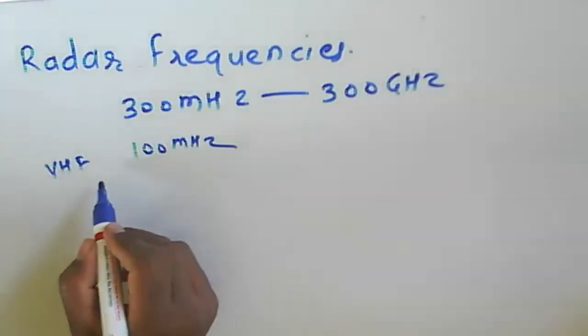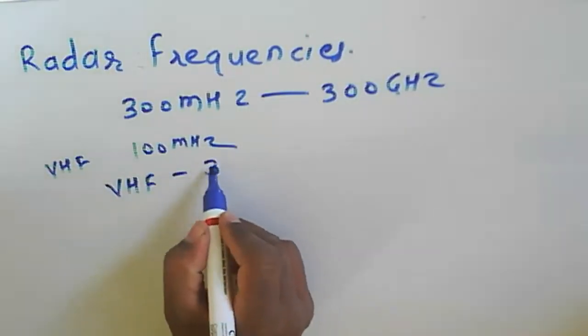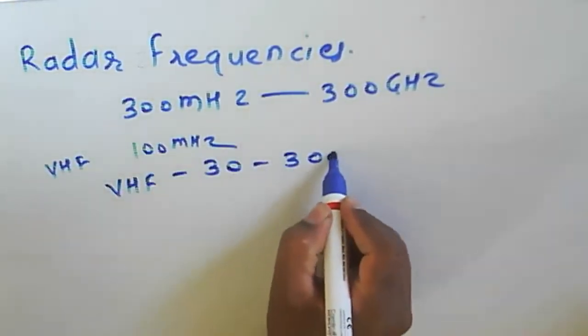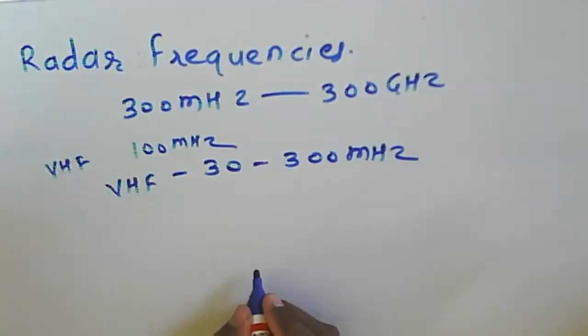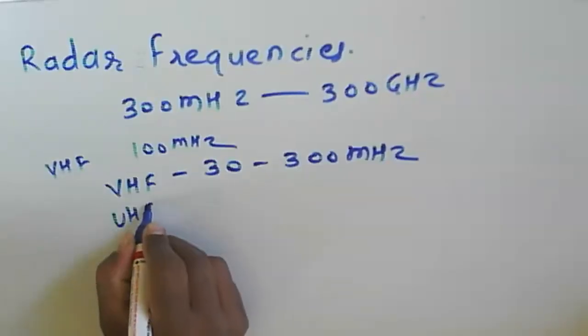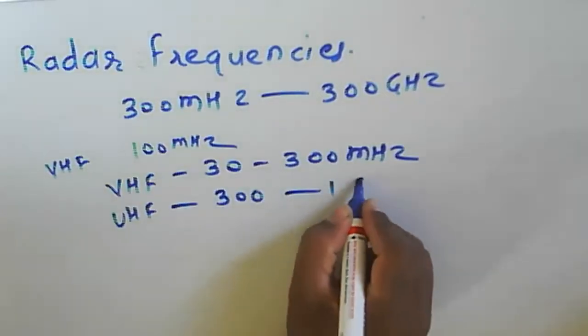If you see the VHF band, what is the VHF band range? The VHF band range is about 30 to 300 megahertz. Then UHF, ultra high frequency, is about 300 megahertz to 1 gigahertz.